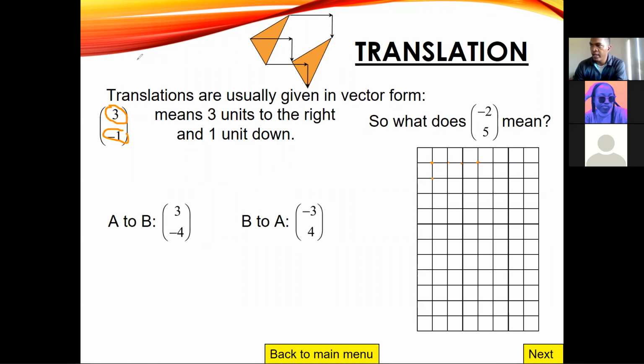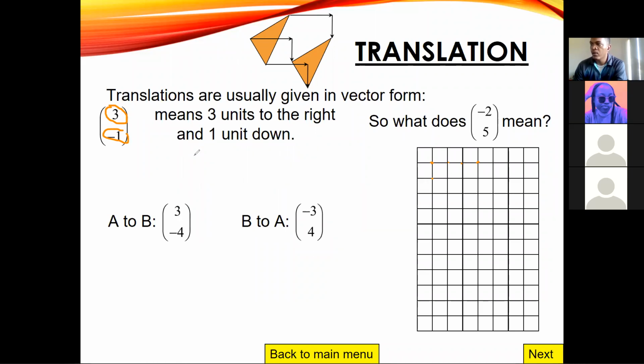You go 3 to the right because there's a positive number over there. If it's a negative number at the bottom, it means 1 down. This one means you go 2 to the left, okay? Because it's a negative number on top, we go to the left, and it's a positive number at the bottom, it means we move up, okay?